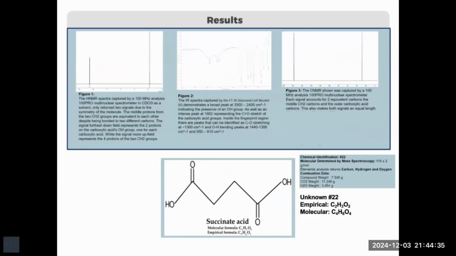So the first set of data that was collected is regarding unknown number 22 and sufficiently proves that the unknown molecule is succinic acid. The combustion data to the right of the structure was used to calculate the molecular formula that was determined to be C4H6O4. And if you look at the structure, you can tell it consists of two carboxylic acid groups at the end of a chain of carbons, and there are two CH2 groups in the middle of that.